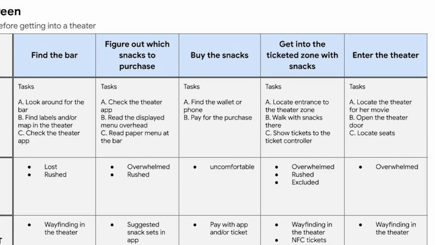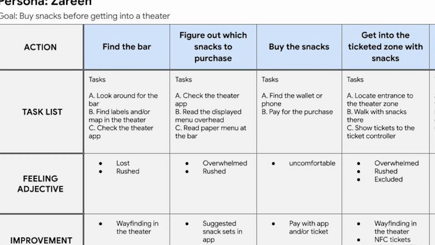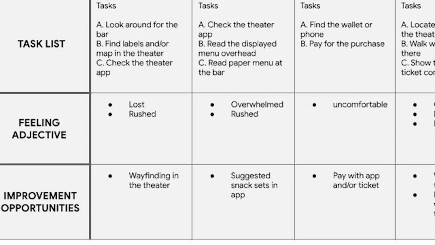So for each step, you have to describe each sub-step that is required to get there. So to find the bar, you have to, I don't know, look around, check the directory, get to the bar, and so on. And then you describe the feelings that the user has. It might be, for example, you may be feeling confused when you get to a movie theater that you've never been to before. You might be confused because you don't know where to go to find the bar.